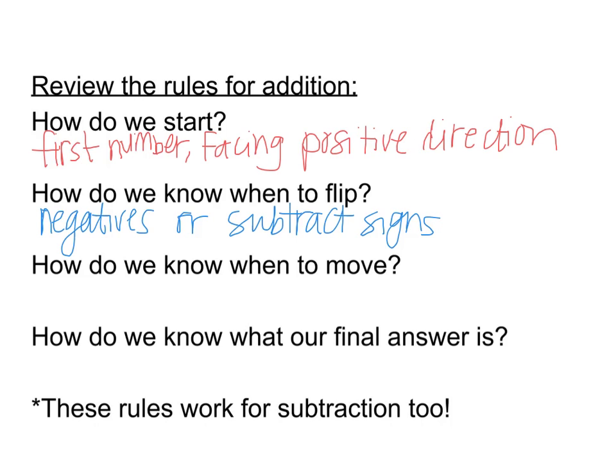How do we know when to flip or change the direction of our arrows? Well, when we're reading our number sentence from left to right, anytime we see a negative sign or a subtract sign, that's when we want to flip directions. And this is after the first number. Remember, we always face positive with the first number, and we don't worry about the first number's sign.